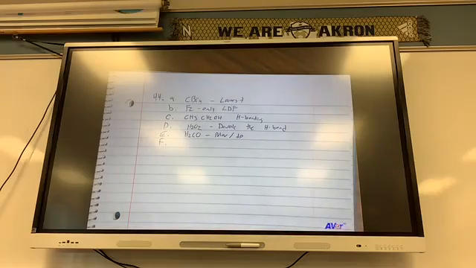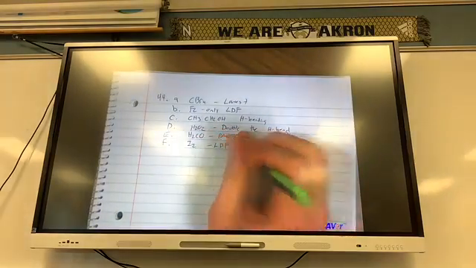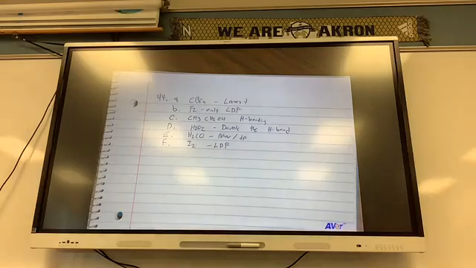And then F, smallest enthalpy of fusion, least energy required. I2. Why? It has only LDFs. The other two are ionic. Good. You guys are getting these.